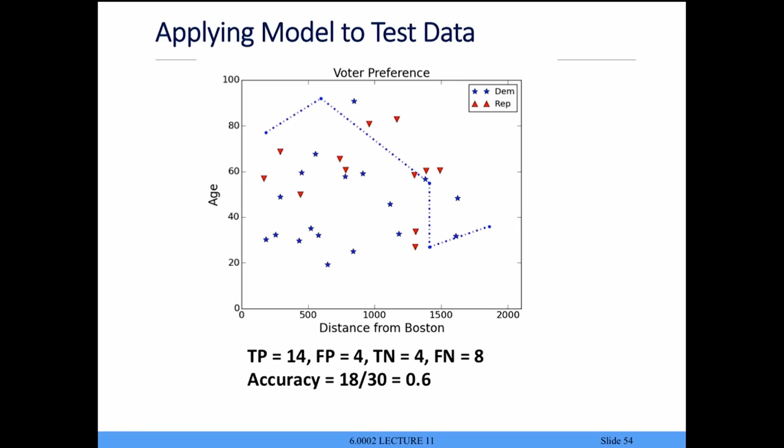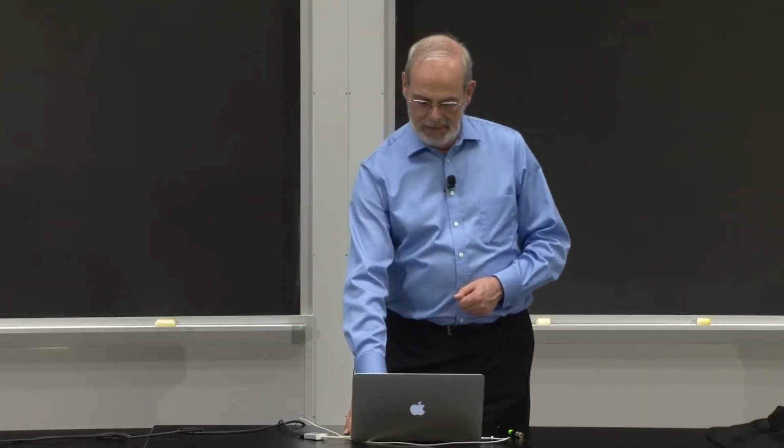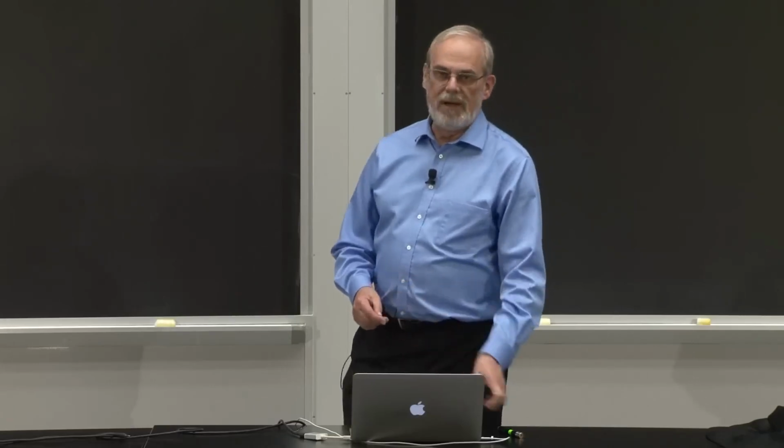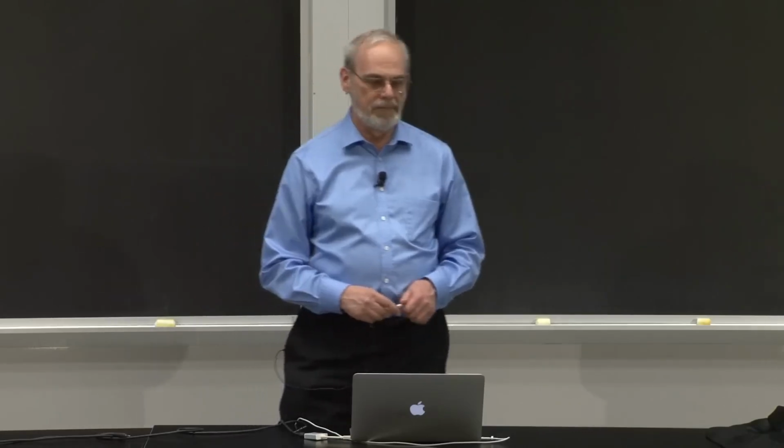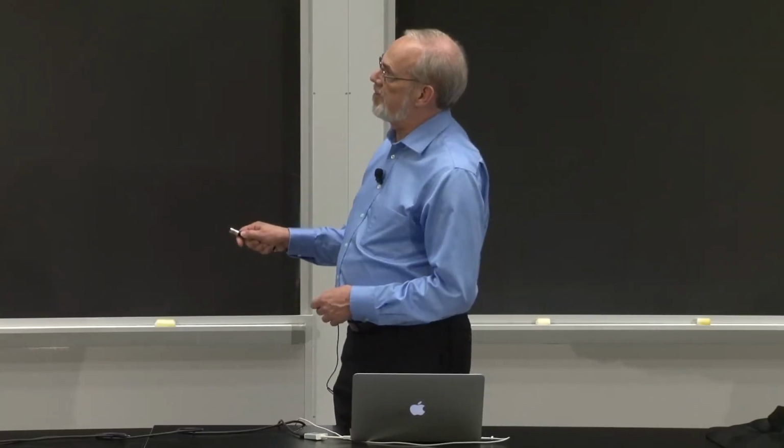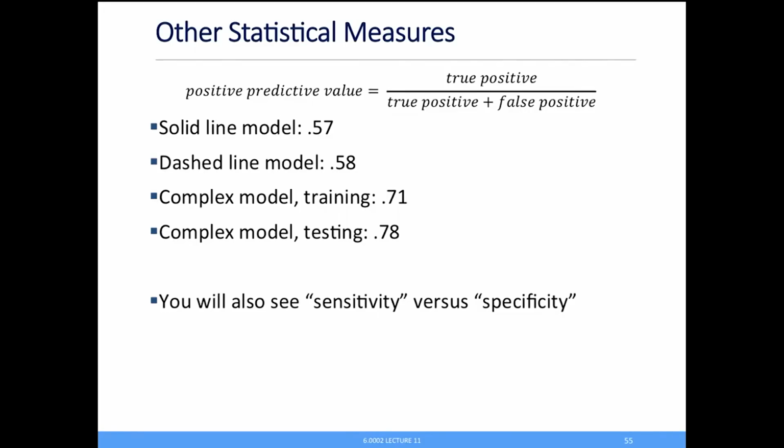And now if I apply that to the test data, I get an okay result. It has an accuracy of about 0.6. I could use this idea to try and generalize to say, could I come up with a better model? And you're going to see that next time. There could be other ways in which I measure this, and I want to use this as the last example. Another good measure we use is called PPV, positive predictive value, which is how many true positives do I come up with out of all the things I labeled positively. And in the solid model, in the dashed line, I get values about 0.57. The complex model on the training data is better, and the testing data is even stronger.